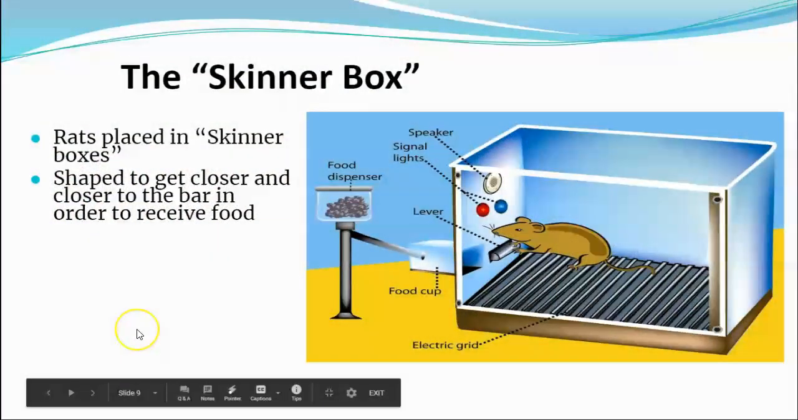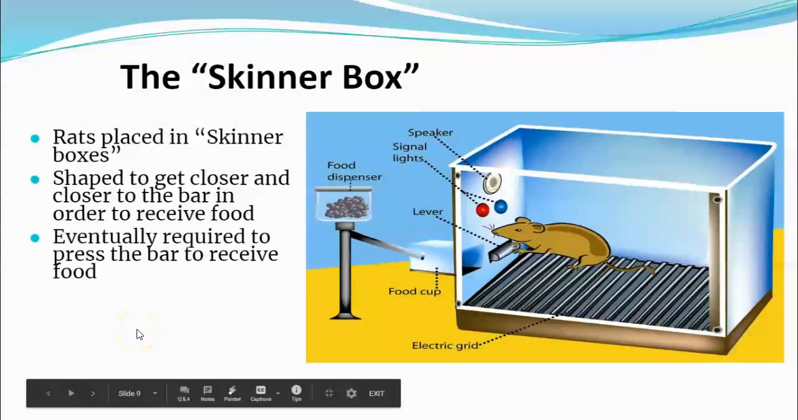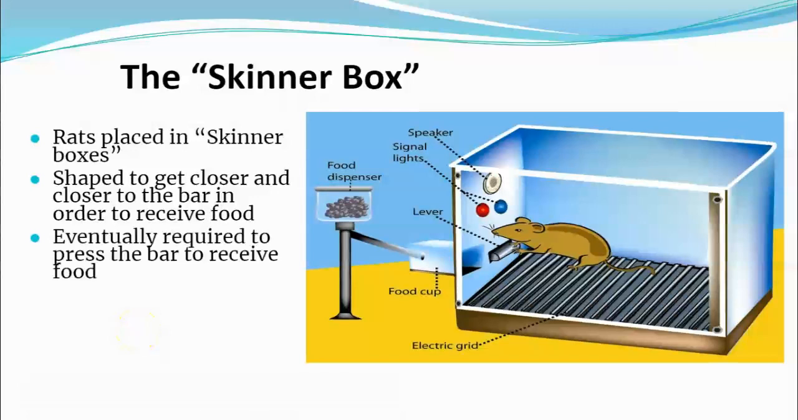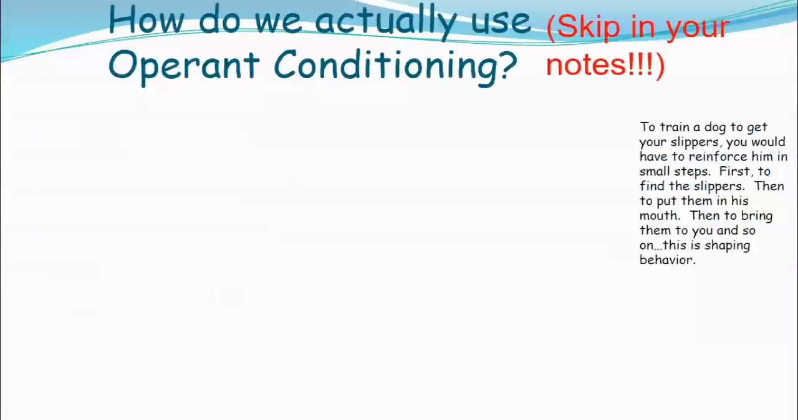So if we wanted them to press the lever, let's say that's our goal with the rat, every time they get close to the lever, we disperse food, until they actually do the desired behavior. Now, eventually, of course, the rat is required to press the bar to receive the food, and so this is what shaping looks like. Food, of course, is a reinforcer.